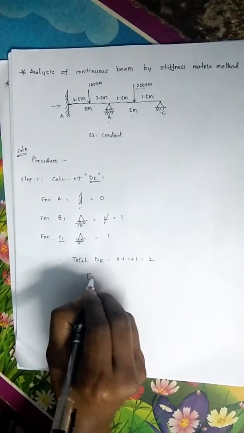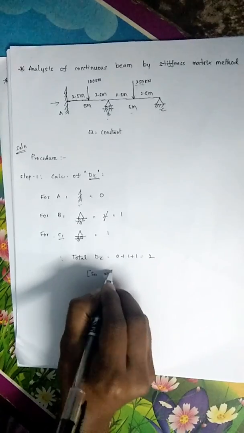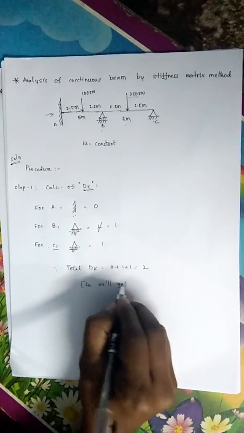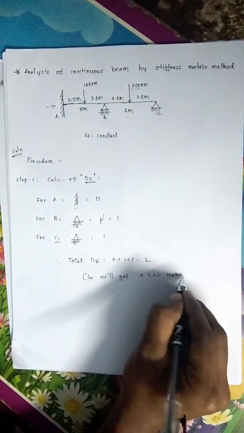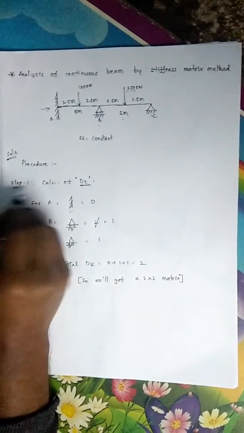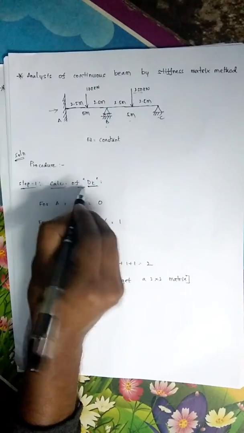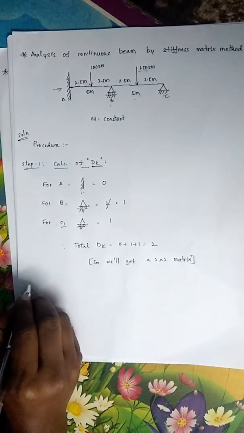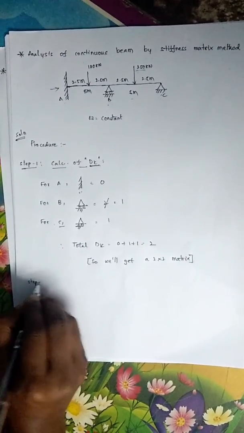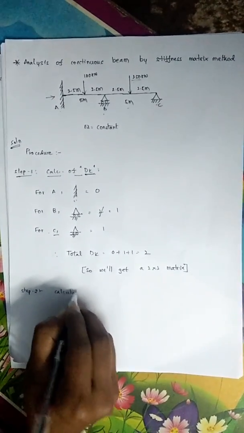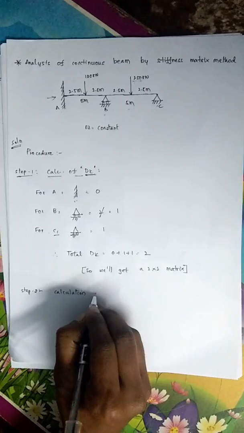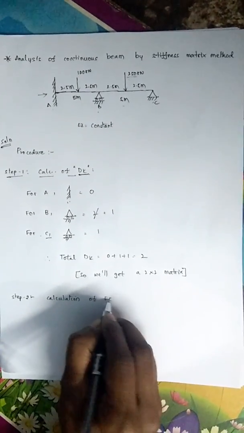So we will get a 2 by 2 matrix. Step 1 is completed. Step 1 is calculation of degree of kinematic indeterminacy. Step 2, calculation of fixed end moments.